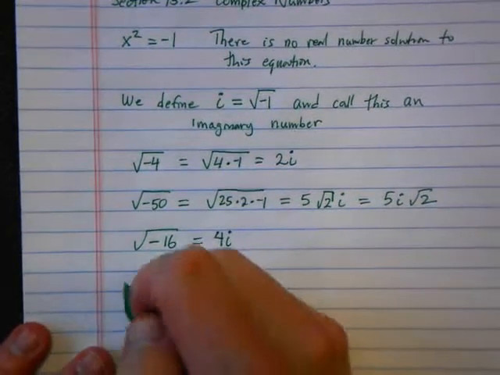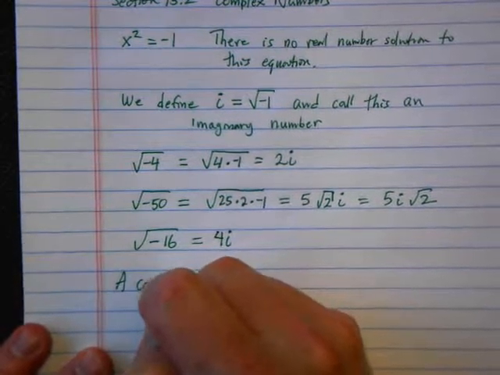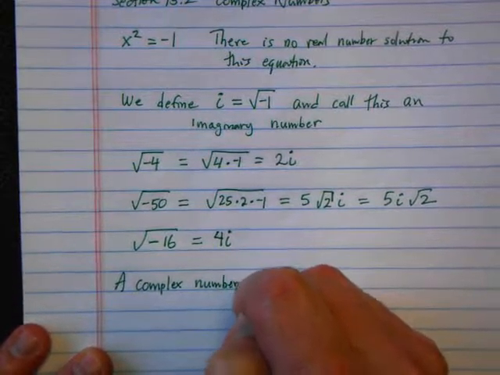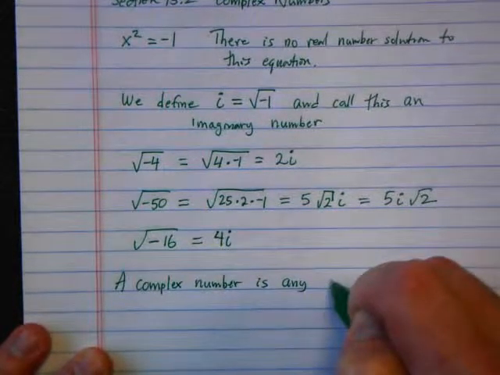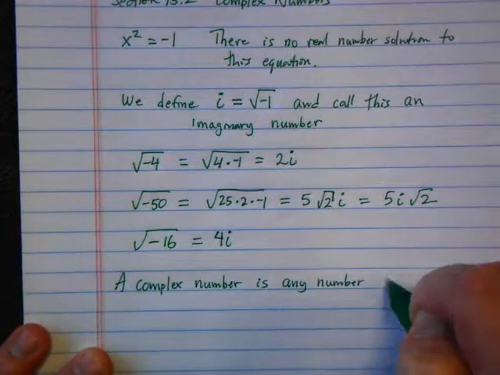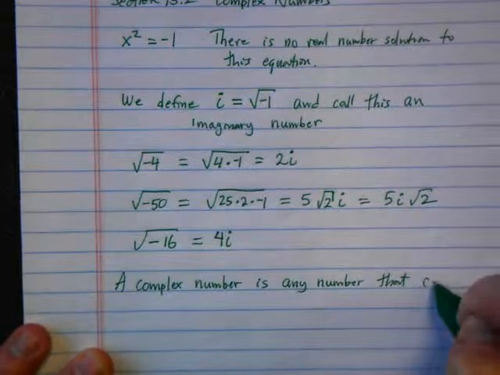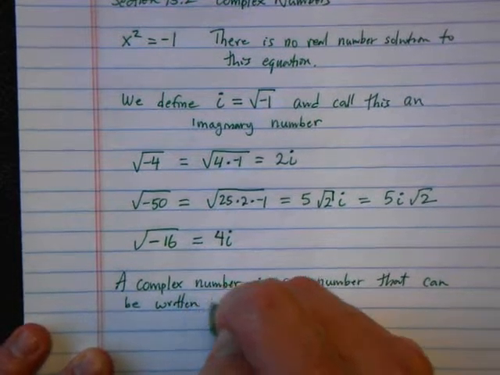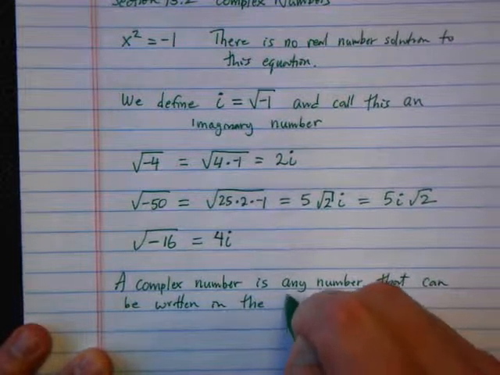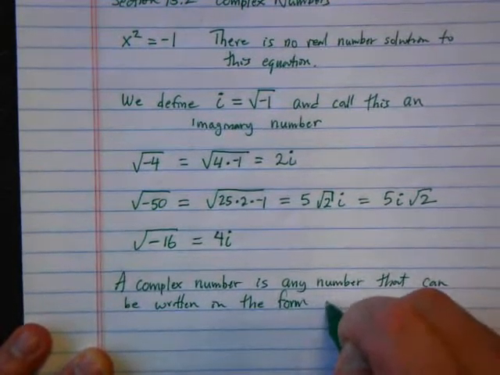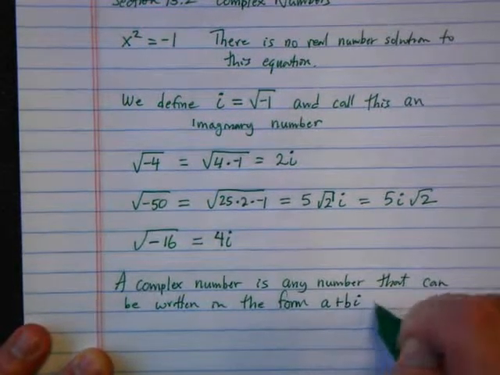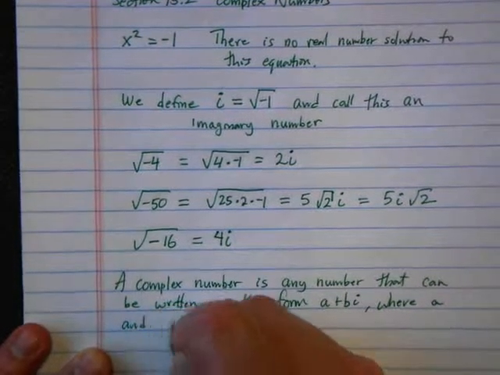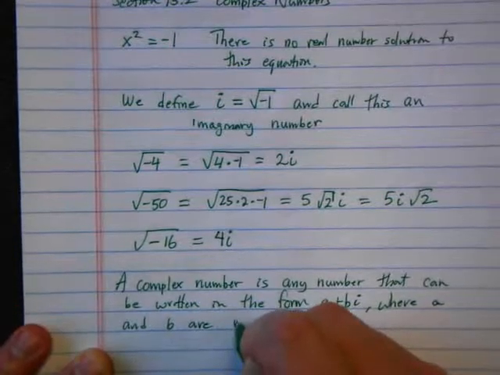All right. A complex number is any number that can be written in the form a plus bi, where a and b are real numbers.